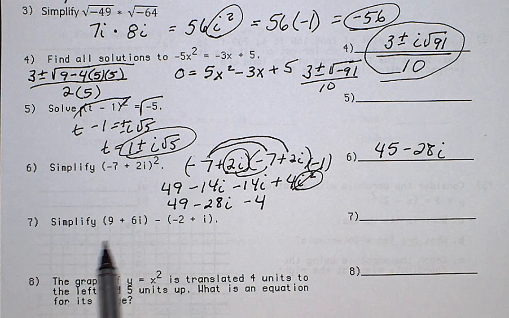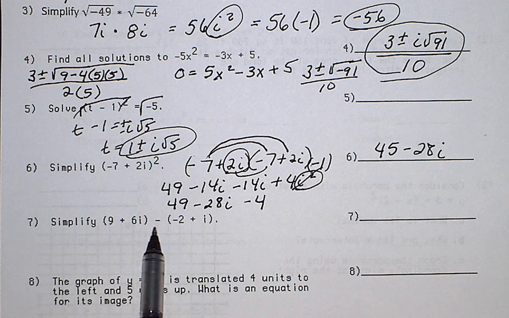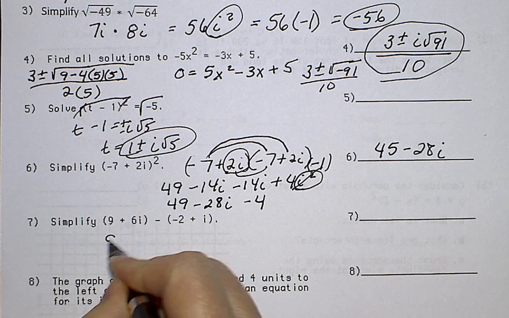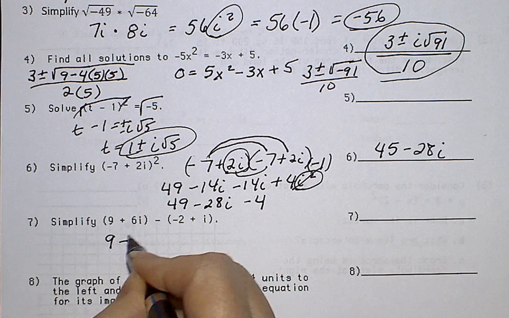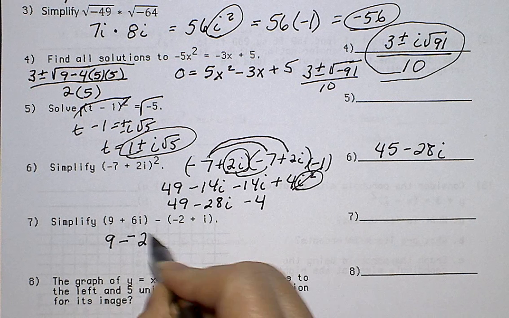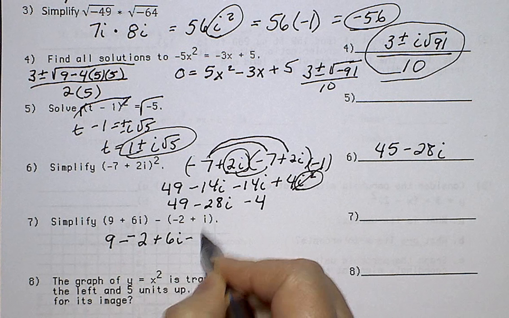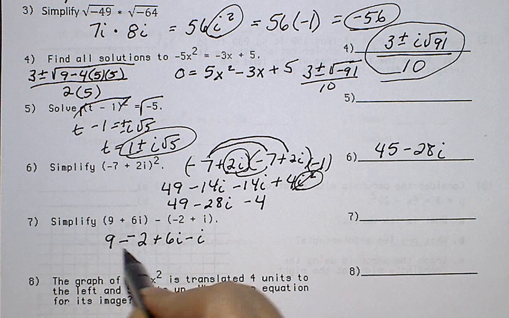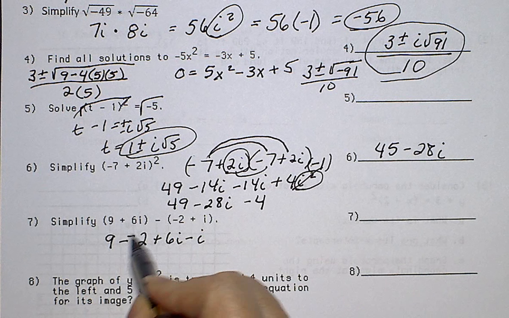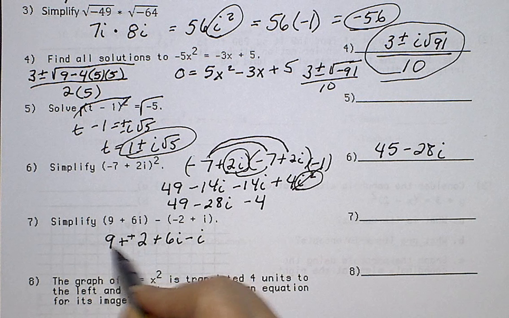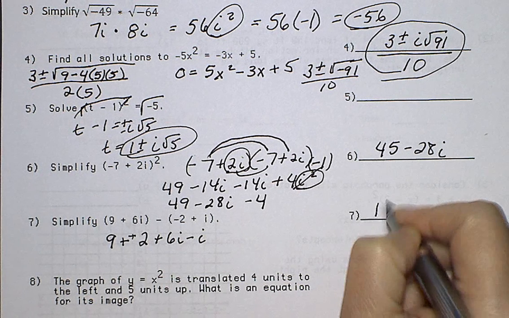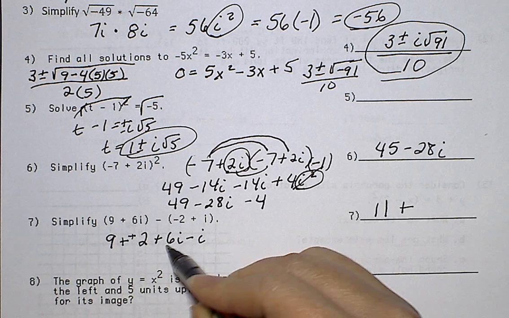Now this one says simplify, but there's just a subtraction in the middle. So that means you have 9 minus a negative 2, and then we have plus 6i minus i. So 9 plus, these change to plus because negative and negative is positive. So you have 9, 10, 11. So you have 11 plus 6i minus i is 5i.